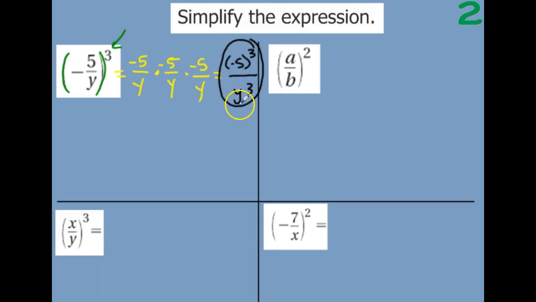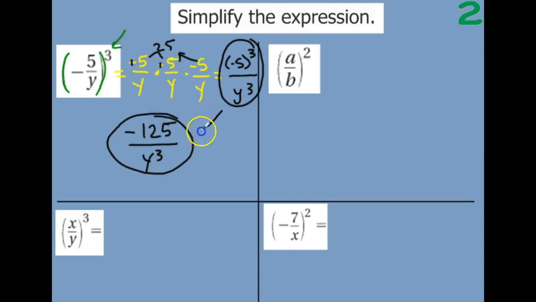However, if we have numbers and letters, we can simplify the numbers a little bit. So negative 5 3 times, a negative times a negative, we know it's going to make a positive. 5 times 5 is 25. But then times negative 5 again is going to give me a negative 125 on the top, and then y to the third on the bottom. So these are the same. This one is just simplified in terms of the numbers.